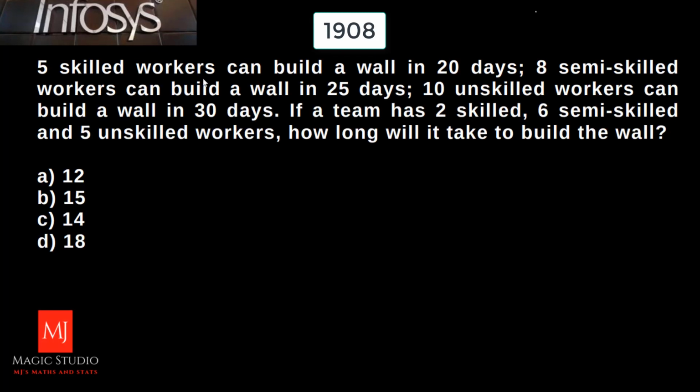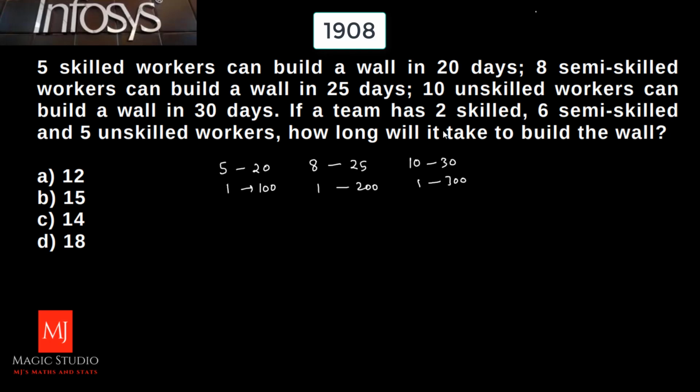5 skilled workers can build a wall in 20 days. That means 1 can build it in 100 days. 8 semi-skilled workers can build the same wall, obviously, in 25 days. That means 1 in 25 into 8 is 200 days. And 10 unskilled workers can do it in 30 days. So 1 would be able to do it in 300 days.